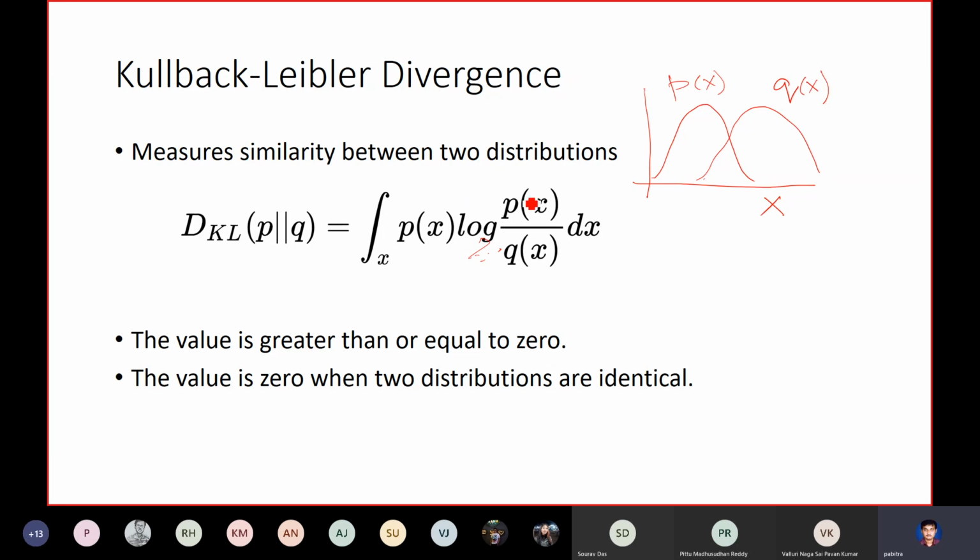How do I find the dissimilarity or distance between p(x) and q(x)? I pick a point and measure the value of p(x) at that point, measure the value of q(x) at that point, and take their likelihood ratio p(x) by q(x). The likelihood ratio is 1 when the two probabilities are the same. And we take a log of that, the log likelihood ratio. Since log of 1 is 0, if p(x) equals q(x), this will be 0. This is the log likelihood for a single point.